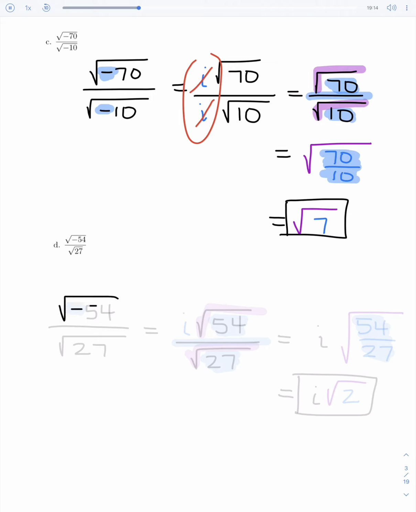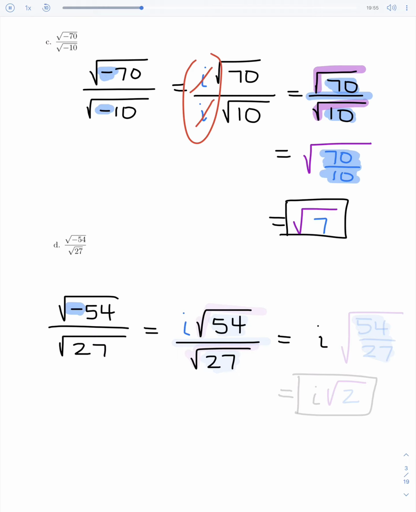In D, we have the square root of negative 54 over the square root of 27. So on top, we have a negative inside the square root, which will come out as an i. And then we have the square root of 54 on the top, and we have a square root of 27 on the bottom. So we can do the same thing, except this time there is only an i on the top. There's nothing to actually cancel it out with on the bottom, so I have to keep the i.